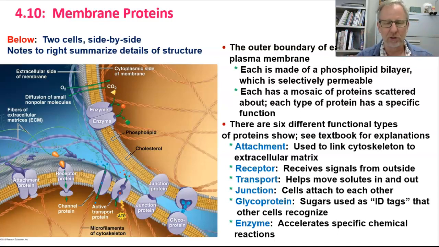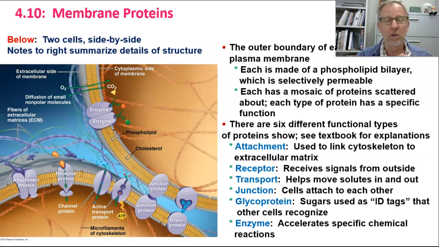Transport proteins, those are proteins that are helping to move substances, solutes, chemicals in and out of cells, transport. Junction proteins, those are proteins that are helping cells to attach to each other, like tight junctions, gap junctions, desmosomes. Those were reviewed in the last narration in this chapter.